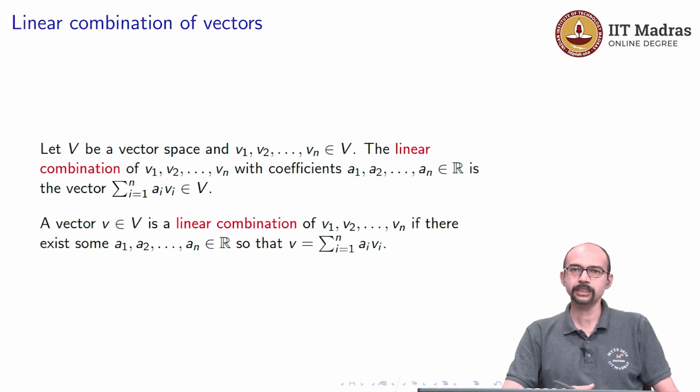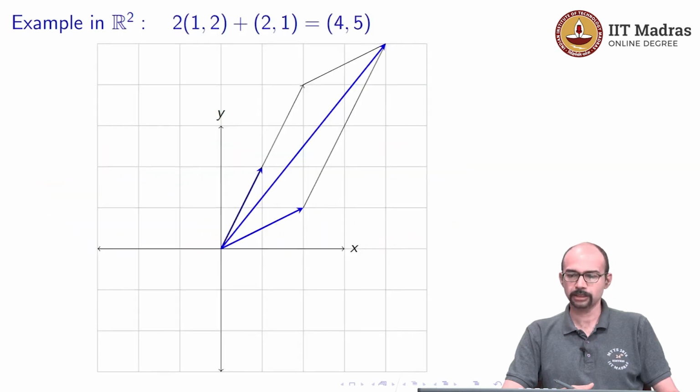A vector v is a linear combination of v1, v2, ..., vn if there are some scalars a1, a2, ..., an so that v is expressed as summation ai vi. Let's do a couple of examples. We are going to look at the geometry first, and then we are going to look at the algebra.